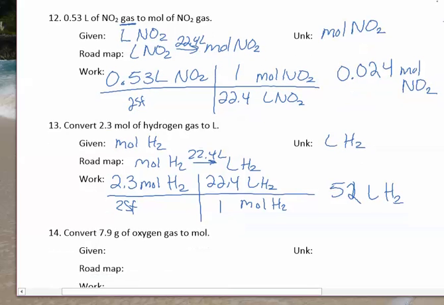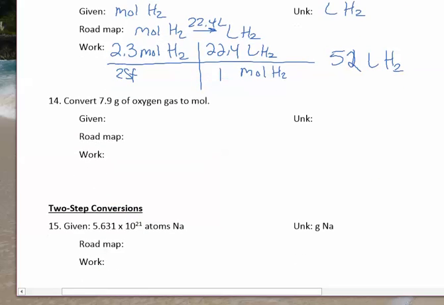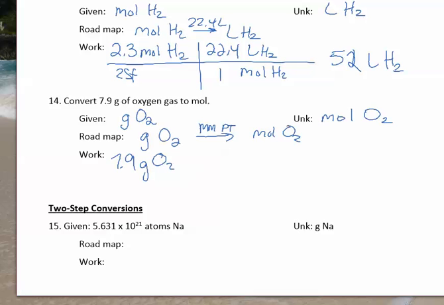So why don't you try the last one on your own? We're going from grams of oxygen gas to mole. So in this problem, you're working with the mass of a gas. So the mass, you would still use the molar mass on the periodic table. So don't get tricked into thinking when you have a gas, you automatically use the volume, because you're not always given or you're not always looking for the volume.